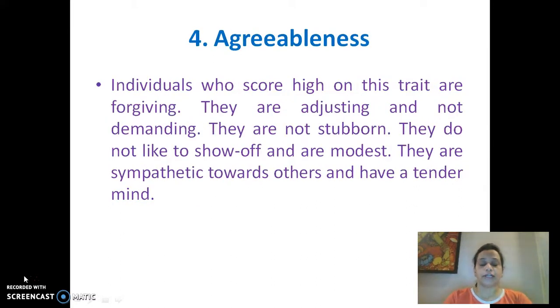The fourth trait in the Big Five model is agreeableness. Individuals who score high on this trait are flexible, they are adjusting, they like to cooperate with others, they want to avoid conflict at all costs, so they cooperate with people. They have a very tender mind, and they like to help other people. They are sympathetic towards others also. They do not like any kind of show off, and they are very down to earth and modest. And because they are adjusting and flexible, obviously they are not at all demanding.